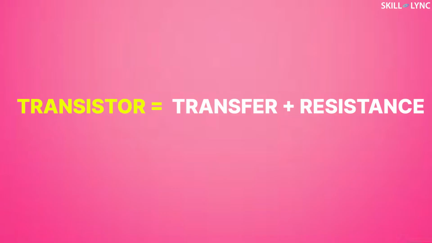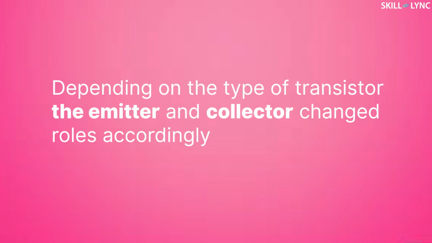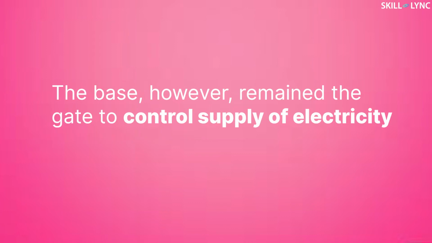The term transistor originates from 2 words: transfer and resistance. A transistor is a device that changes resistance from high to low for them to function, and because of this property, they also amplify any input signals. Depending on the type of transistor, the emitter and collector changed roles accordingly. The base, however, remained the gate to control supply of electricity.